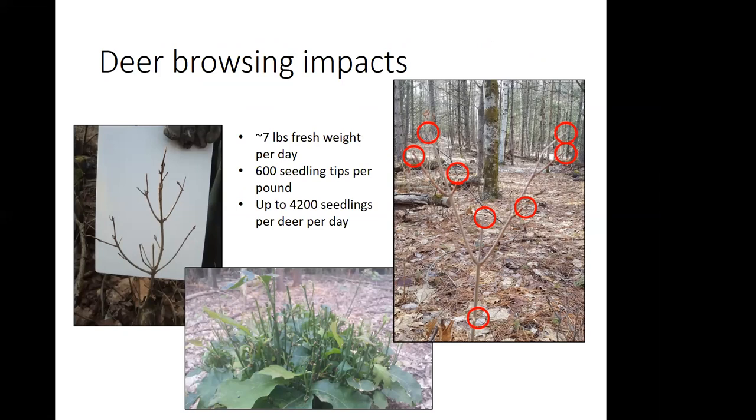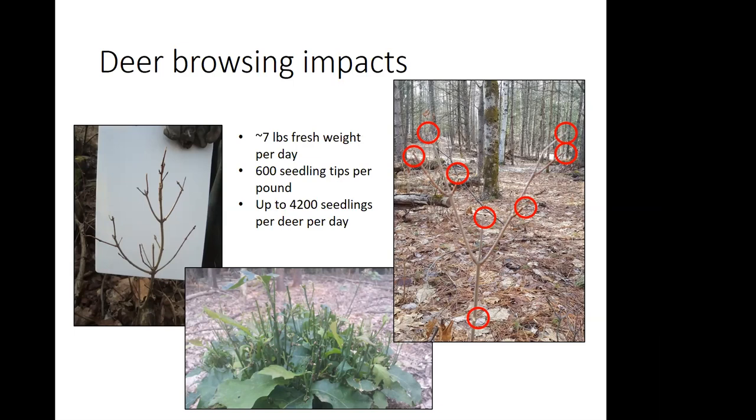And so when they're accumulating that fresh weight, I've got three different pictures here that show what they're nipping off. They're not eating the entire plant, they're just taking off the tips. So either small seedlings or tips. There are about 600 seedling tips per pound, and you can do that math. 7 times 600 is about 4,200 seedlings per deer per day.